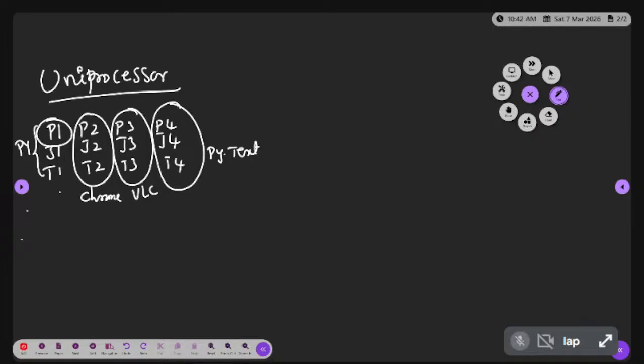The reason is there is only one processor. Only one processor can do one task at a time. One processor can do one task at a time. That is a uniprocessor system. But nowadays we are using in laptops multi-programming concept, multi-processor, multi-programming.